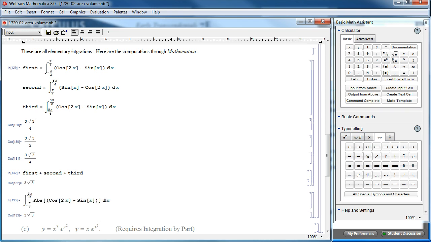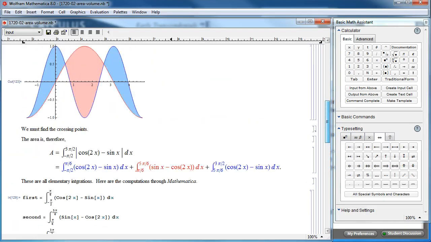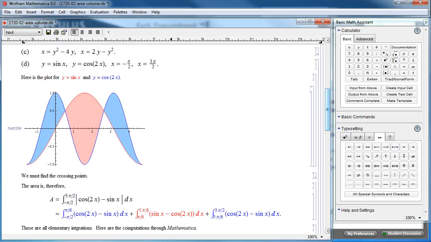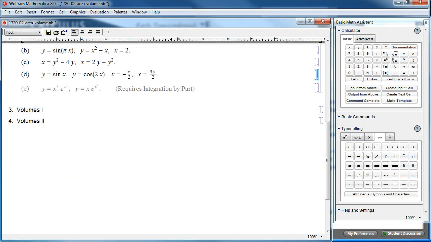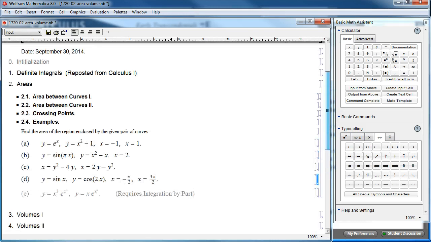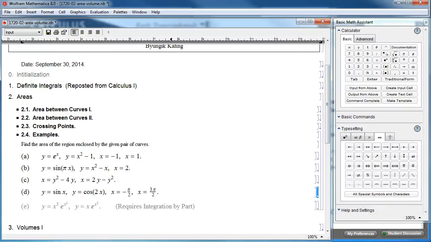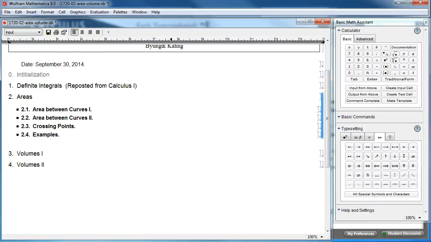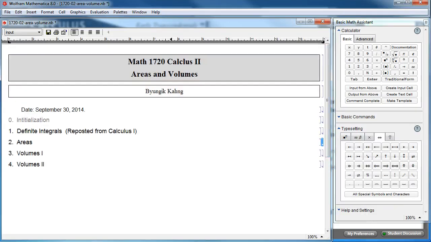In general, this kind of thing is useless. This absolute value notation is pretty much useless. This is what you'll have to do: find the crossing points, set up separate integrals, and calculate them separately by finding their antiderivatives separately and applying the fundamental theorem separately. So much for the area problems, and the rest of the problems are left to the students. In the next segment of the videos, let's talk about volumes.